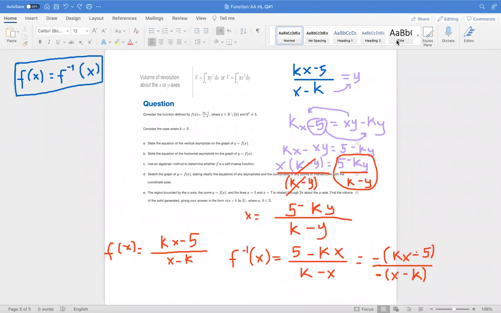Okay, so negative and negative will cancel each other. I will get kx minus 5 over x minus k, which is the same as f of x. So f inverse is the same as f of x. So it is self-inverse. Okay. So next question is sketching part.